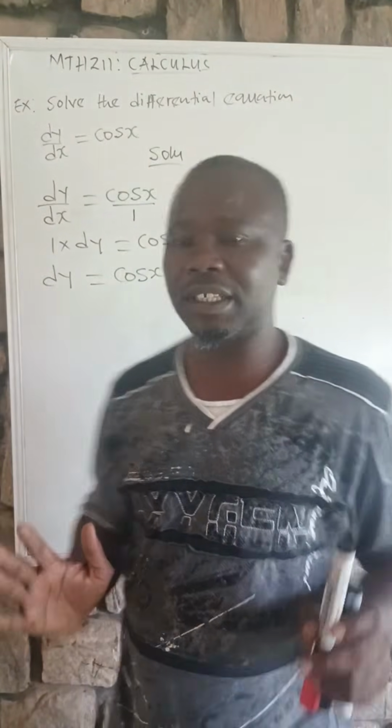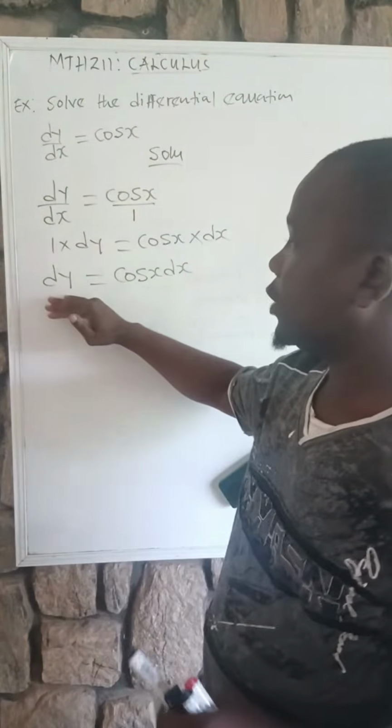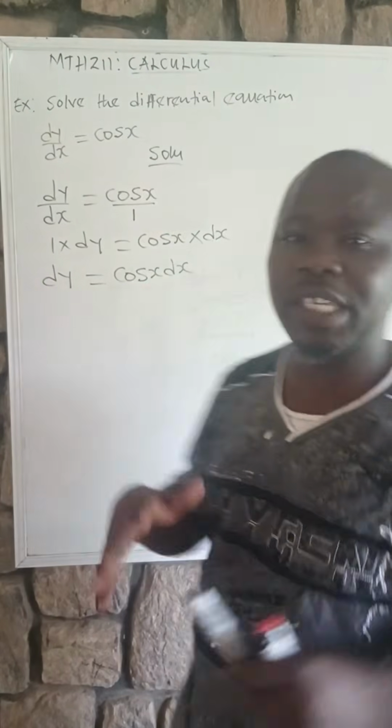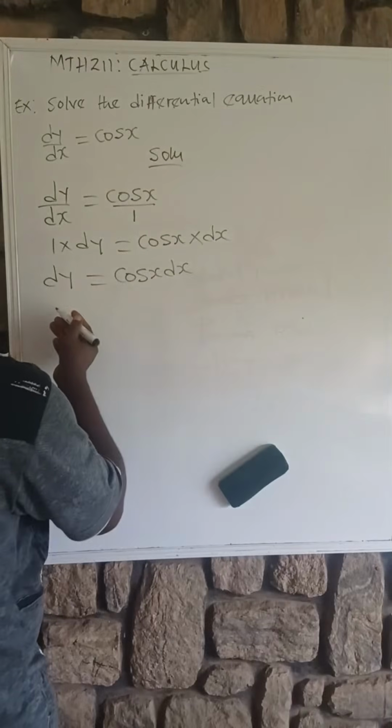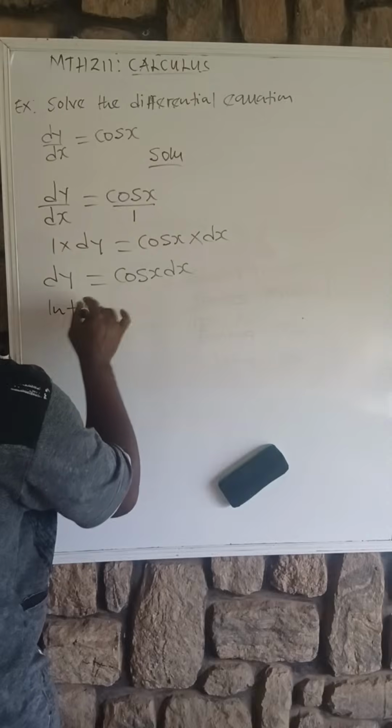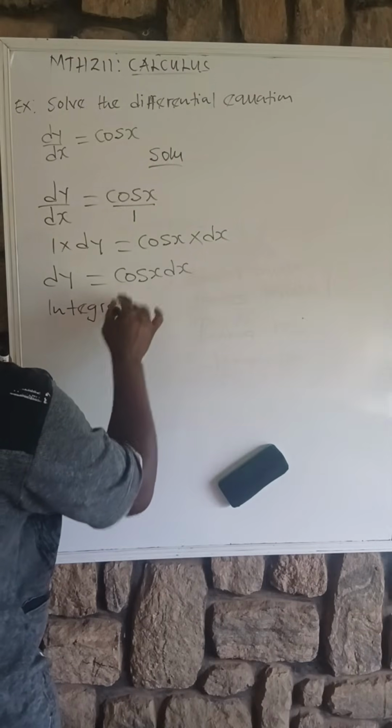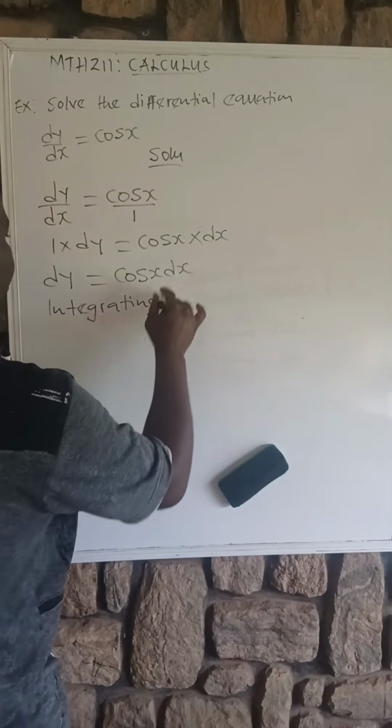So can you see now we are able to separate the variables. At this point we have to integrate both sides. We integrate what? Both sides. So we now say integrating both sides.